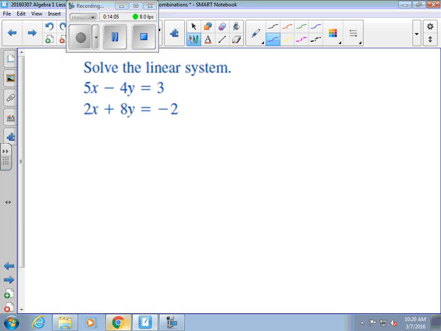On the back, one more time. Solve the linear system. You want to make opposite coefficients. You want to make 5 and 2 into opposites, or -4 and 8. Take about 1 minute on that one. Do the easier version that you can.